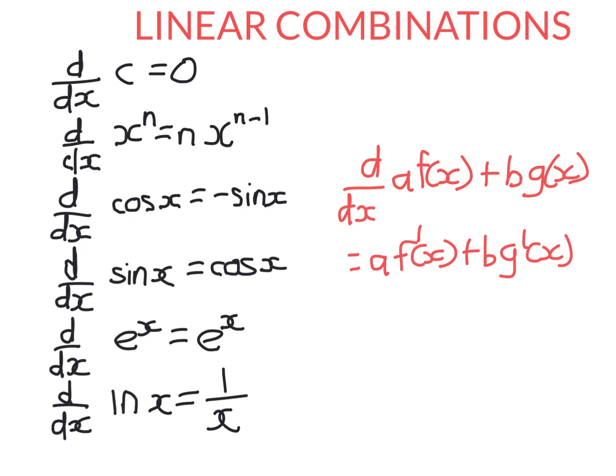So using these rules in conjunction with this one, we'll be able to differentiate heaps of different functions nice and quickly. So this rule here for linear combinations says that if you have something times a function of x plus something else times another function of x, you simply differentiate the first function and multiply it by the constant, differentiate the second function, multiply it by the constant, and add them together. This rule allows us, when we have a function that has many terms, to differentiate term by term. So let's look at some examples.